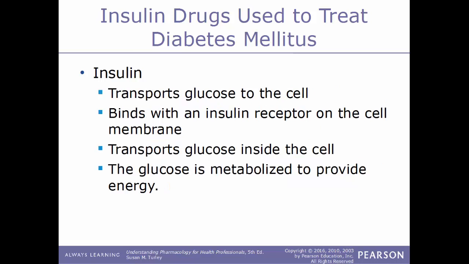Some basic functions of insulin: it transports glucose to the cell, then it will bind with an insulin receptor that are found on the cell membrane. It will help transport glucose inside of the cell to be utilized, and then from there, the glucose is metabolized to provide that cell with energy. So if insulin isn't there, glucose can't be utilized by the cell.